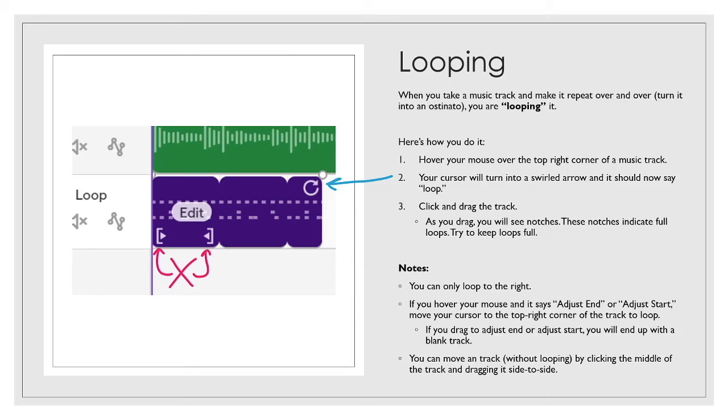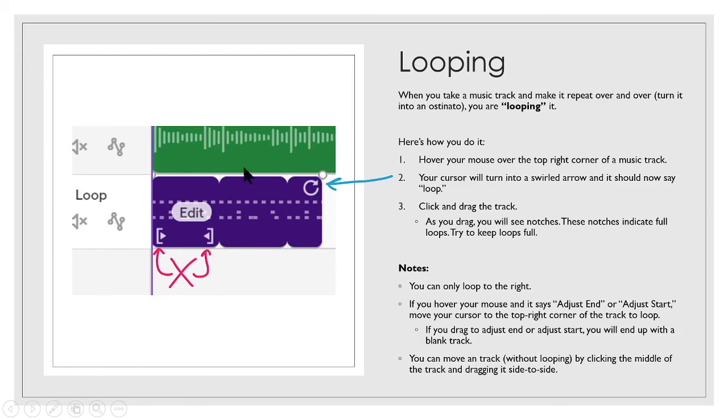Now, like I said real quickly, you are able to loop tracks. I set it for assignment 1, I set it for assignment 2, but let's go slightly into detail. Now, what you're going to do is hover your mouse over the top right corner of a loop, and it's going to bring up this actual loop symbol, this curvy little arrow. When you click it and drag it to the right, it'll loop your sound over and over and over. You can only do this to the right.